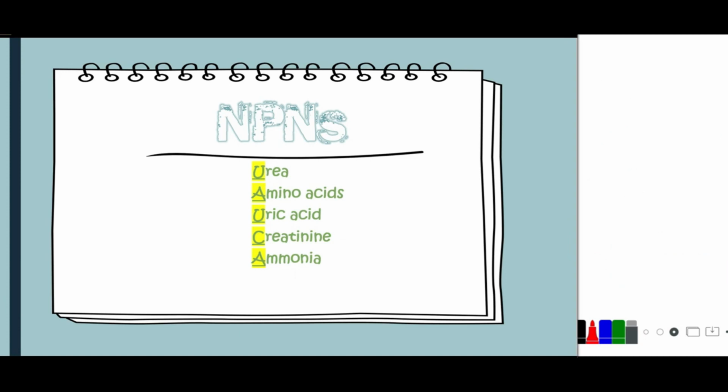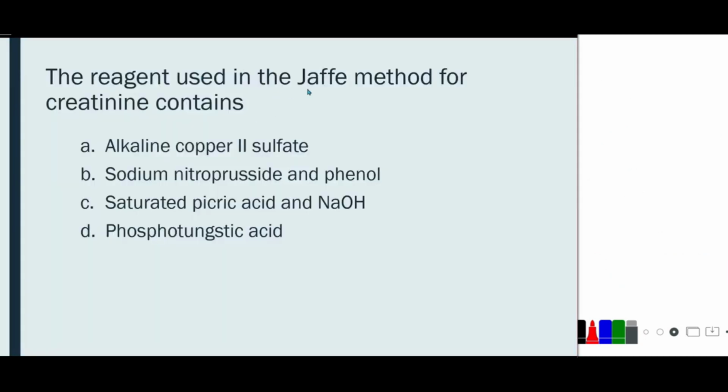First question under your NPNs. So the reagent used in the Jaffe method for creatinine contains letter A, your alkaline copper 2 sulfate, B, sodium nitroprusside and phenol, letter C, your saturated picric acid and sodium hydroxide, or letter D, your phosphotungstic acid. So in Jaffe reaction, which is of course involved in the direct assay for creatinine, we actually make use of your alkaline picric acid, or that is letter C, your saturated picric acid and sodium hydroxide.